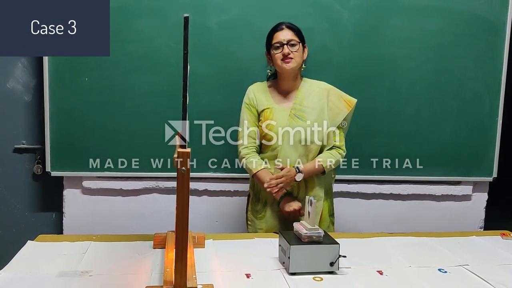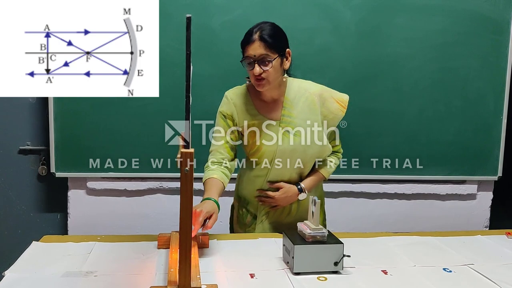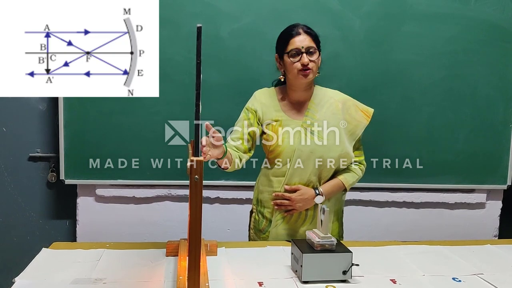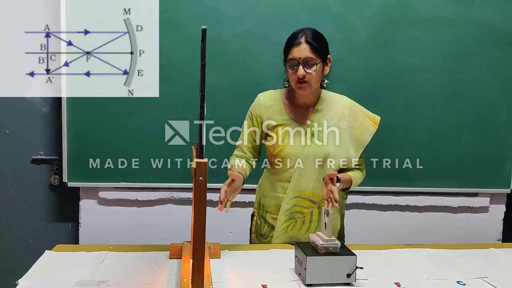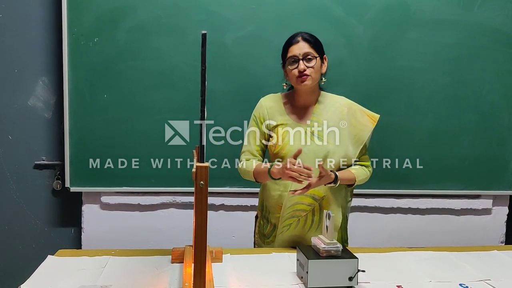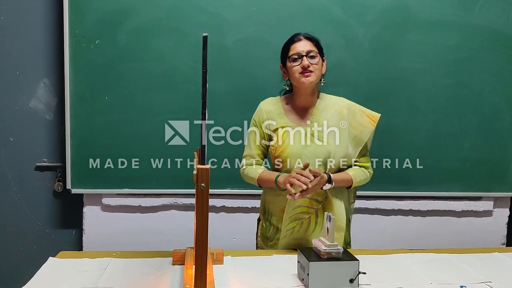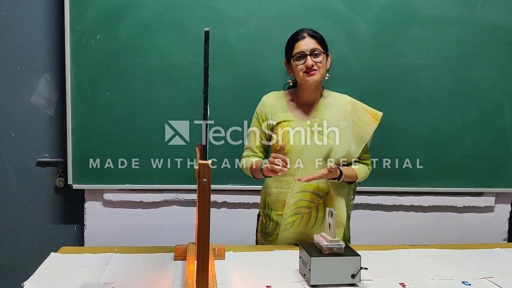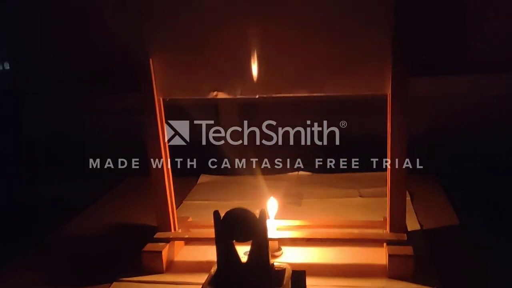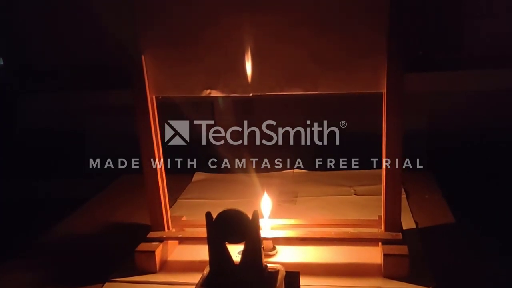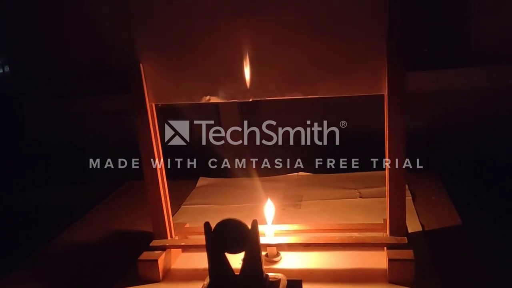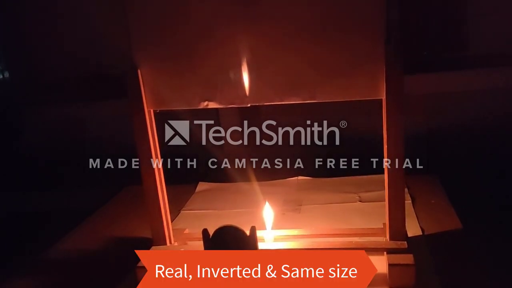Yes students, in the next case, in which your object is at the center of curvature, your image is also formed at the center of curvature. So I arranged the experiment like this. The nature of the image is real, inverted and the same size as that of the object. So let us see in the dark room. As you see clearly, the object and the image are at exactly the same distance, that means on the center of curvature. The image is real, inverted and the same size.